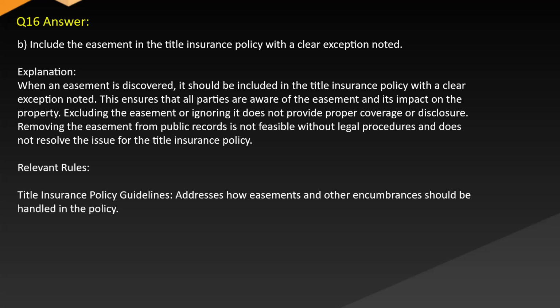Answer: B. Include the easement in the title insurance policy with a clear exception noted. Explanation: When an easement is discovered, it should be included in the title insurance policy with a clear exception noted. This ensures that all parties are aware of the easement and its impact on the property. Excluding the easement or ignoring it does not provide proper coverage or disclosure. Removing the easement from public records is not feasible without legal procedures and does not resolve the issue for the title insurance policy. Relevant rules. Title insurance policy guidelines addresses how easements and other encumbrances should be handled in the policy.